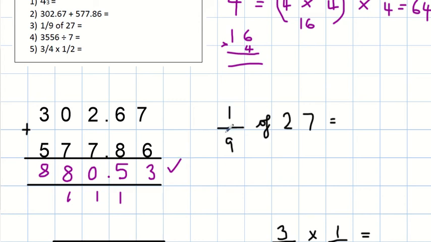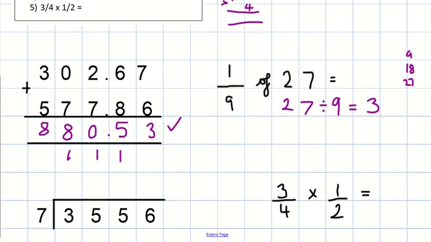Now we know if we're finding 1/9, that's the same as sharing 27 into 9. So to find 1/9, I would have to do 27 divided by or shared into 9. I want to know what 1 part of this division is. So 27 divided by 9, because I know my 9 times table, I know that's 3. 9, 18, 27. 9 times 3 is 27, so 27 divided by 9 is 3. Okay, question number 4 then.